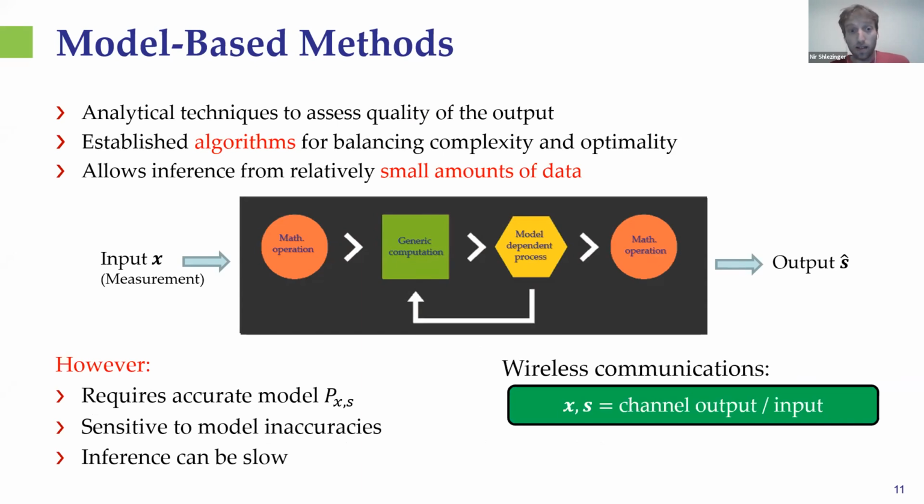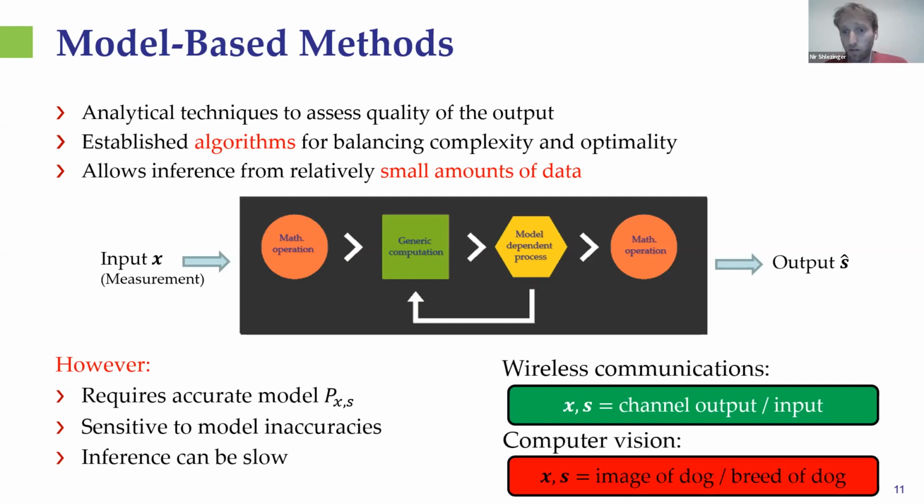Now, when I'm saying that you need accurate domain knowledge, like in wireless communications, it makes a lot of sense to say that I have full domain knowledge, because the input-output relationship will be the channel output and the channel input. And we have good models from physics, from wave physics, and from the central limit theorem, which allows us to characterize this relatively reliably. But when I go to computer vision, and try to get a joint statistical model for an image of a dog and the breed of this dog, that might be slightly elusive.